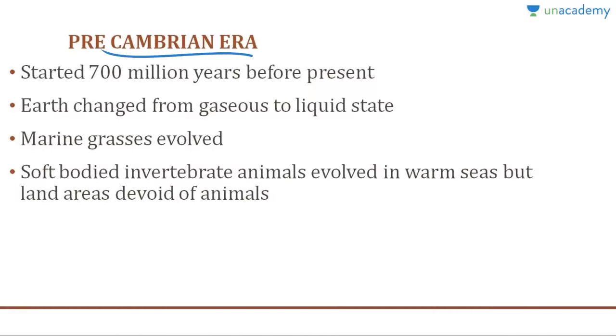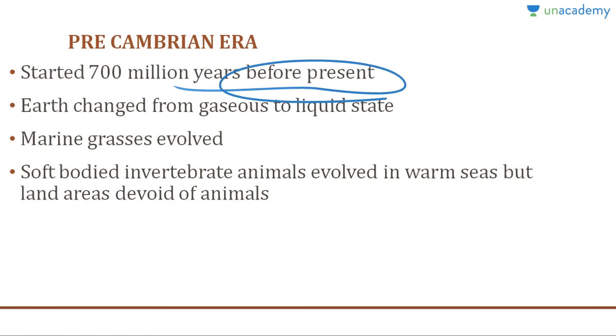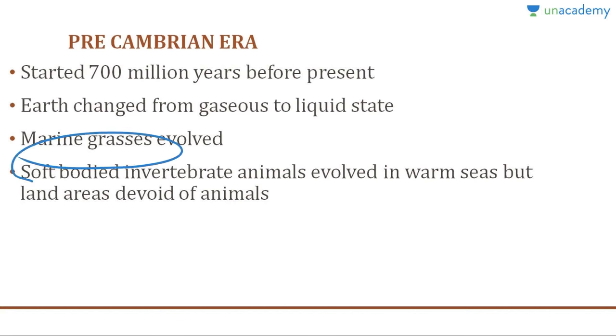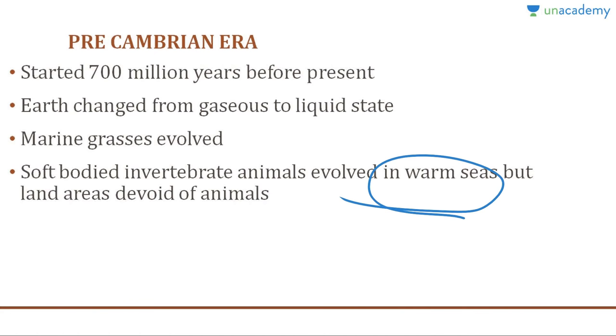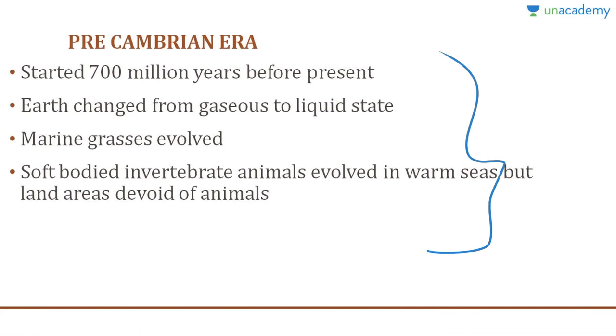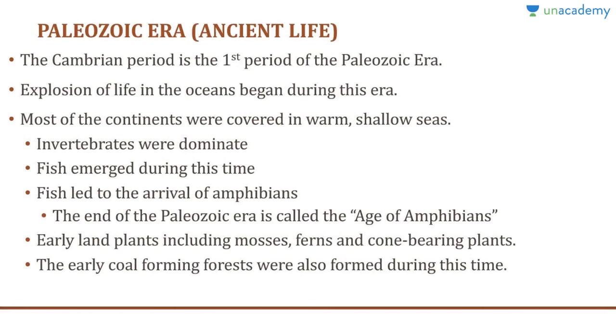Now it started 700 million years before the present day, and Earth changed here from gaseous to liquid state. Why? Because Earth was gradually cooling, and that's why it was changing its state from gaseous to liquid. Here marine grasses evolved. Remember, it's marine grasses. And soft-bodied invertebrate animals evolved in warm sea. Not on land, because land was still devoid of animals. So this is about Precambrian. Right, and then we'll discuss the Paleozoic era.